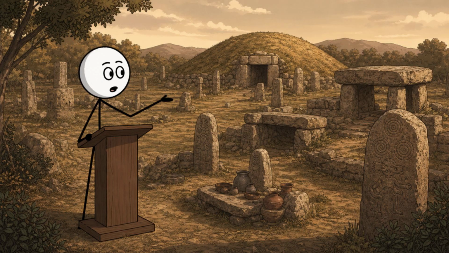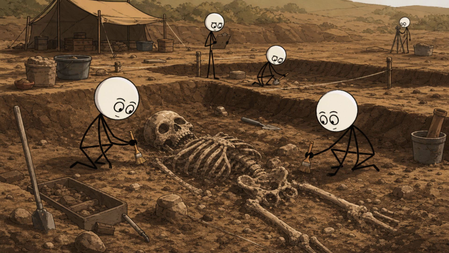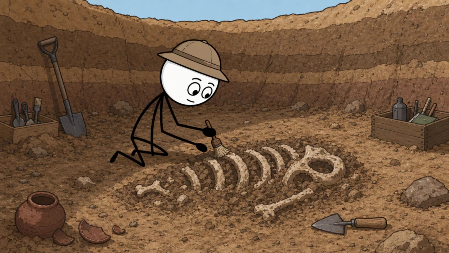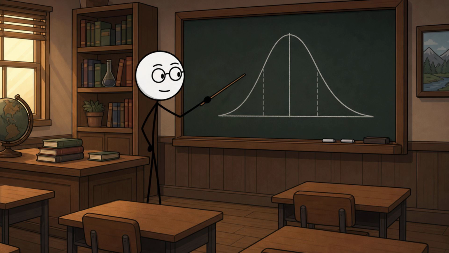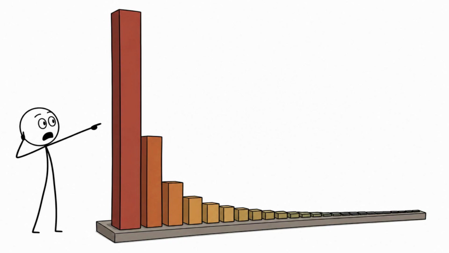Life expectancy at birth in prehistoric and ancient populations was somewhere between 25 and 35 years, depending on the population and the era. That figure comes from skeletal remains, burial sites, and demographic modeling based on comparative hunter-gatherer societies that survived long enough to be studied. It sounds devastating, but here's the thing about averages. They don't care about the shape of the data underneath them. And in ancient populations, the shape of that data was extreme.